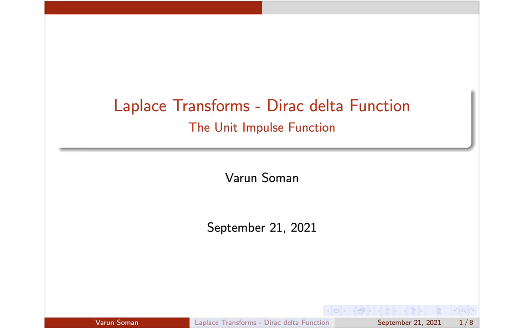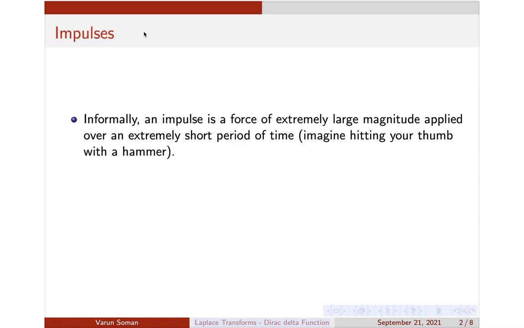Basically, the Dirac delta function is used to model impulsive functions, or impulsive forces. I hope you know what an impulsive force is from physics. It's basically a very large force acting over a very short time period. For example, a cricket bat hitting a ball. That is a very large force acting on the ball in a very short span of time. Such a force is called an impulsive force.